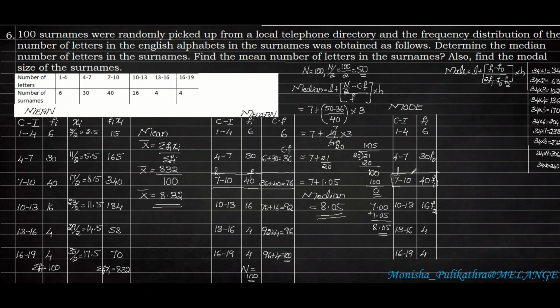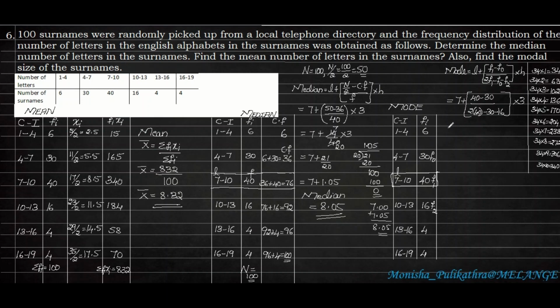Okay, so the lower limit is L, and H is the class size. We have to substitute these values. So L is 7 plus F1, F1 is 40, minus F0 is 30, whole divided by 2 into F1 is 40, minus F0 is 30, minus F2 is 16, into H. H is 3 here.